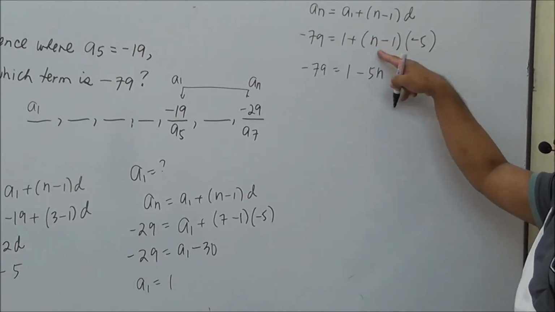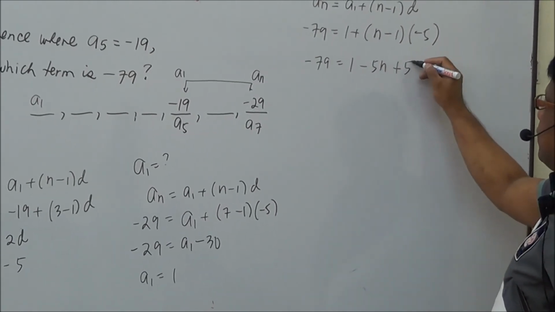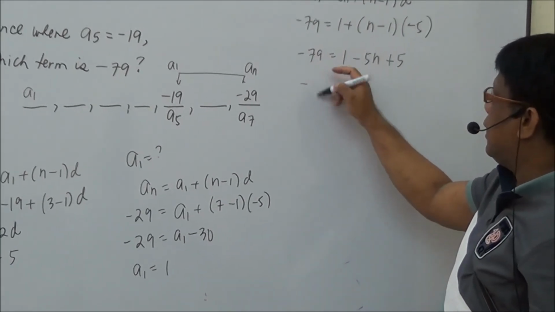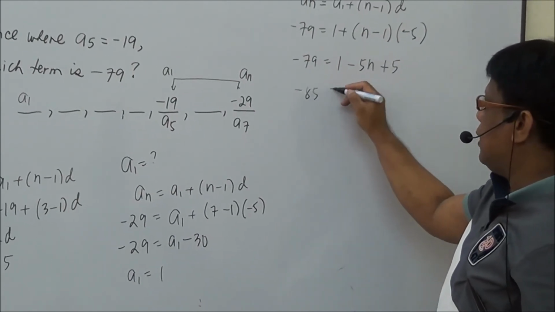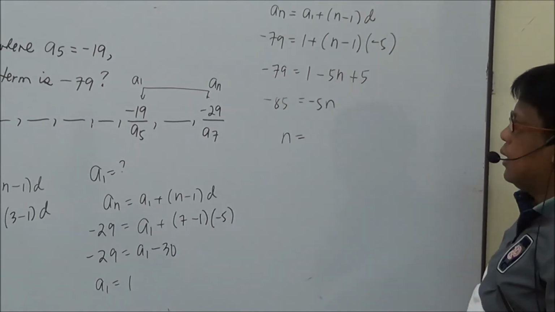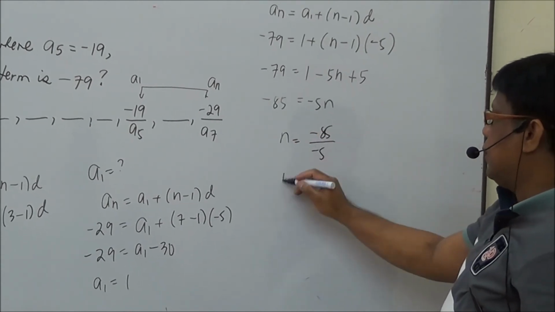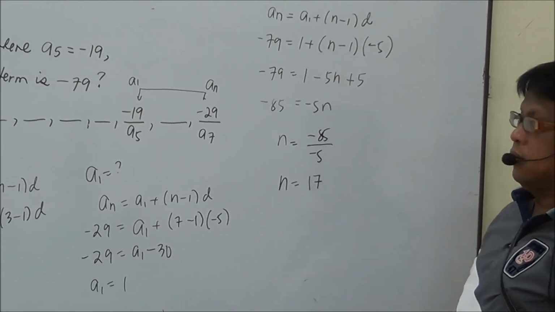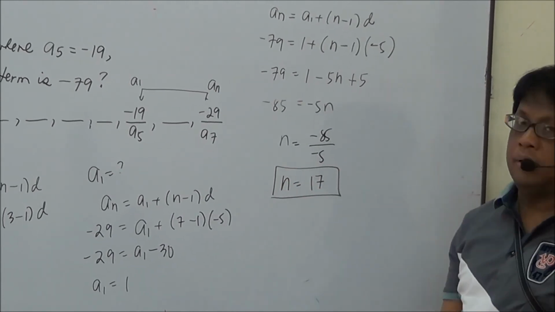Distribute negative 5 to your binomial N minus 1. So that's negative 5N plus 5. So this is now negative 80 minus 5, that will now be negative 85 plus negative 5N. And we're going to divide both sides by negative 5. So what do we get now for N? N now equals 70. So this is what we have for the given problem.